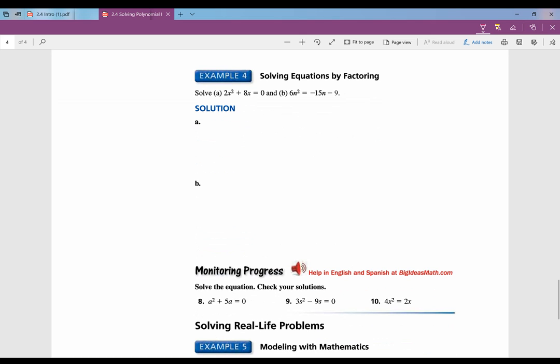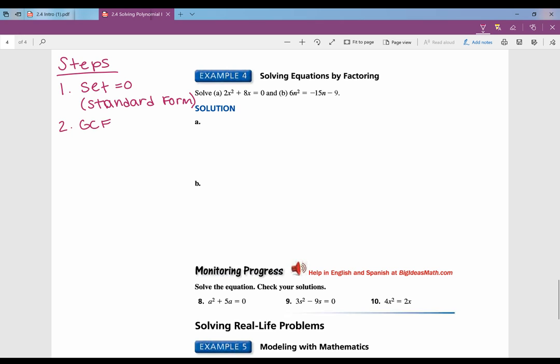So now we're going to solve equations by factoring. In these equations, we need to factor first. When we're doing these, we have a few steps. Our first step is we want to get it set equal to 0, and this is putting it in standard form. Remember, we always have to be in standard form before we factor.